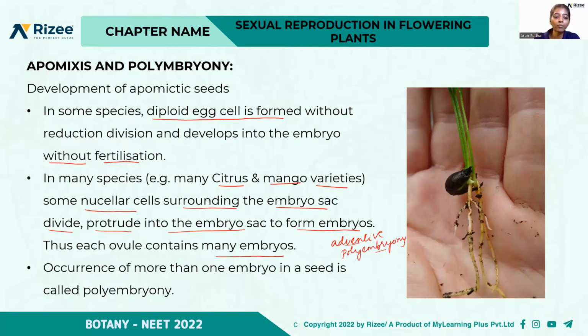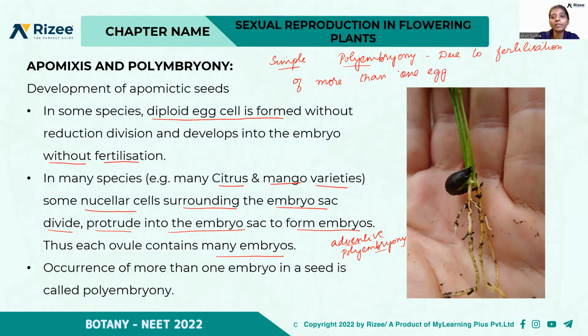Actually, in the case of polyembryony, there are two types. One is called simple polyembryony, and another one is adventive polyembryony. In the case of simple polyembryony, what happens is due to the fertilization of more than one egg. If there occurs the fertilization of more than one egg, that is called simple polyembryony. Okay, clear? And what do you mean by adventive polyembryony?